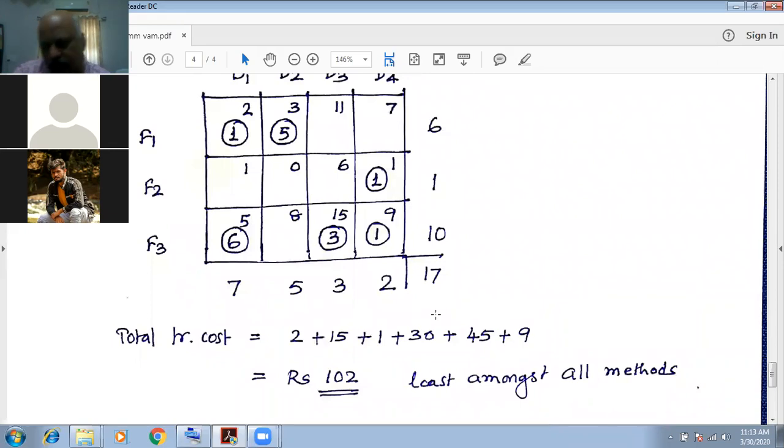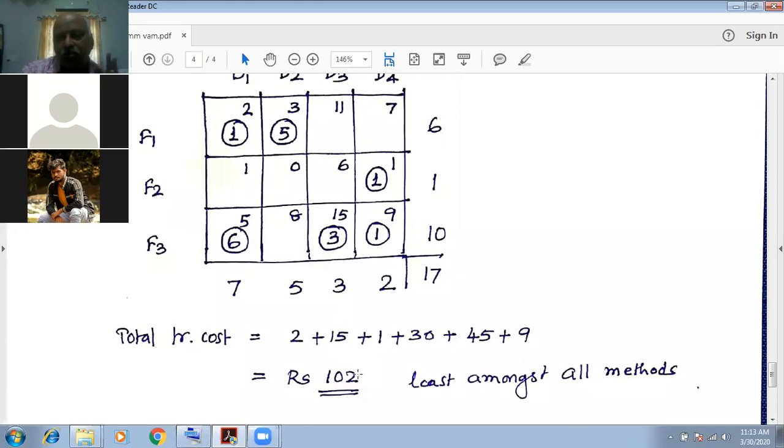So as I was telling you, Vogel approximation method always gives a value very near to the optimum. I don't say this is an optimal solution. It may be optimum, I don't know. Further reduction may not be possible. It is all in terms of thousands of rupees, or lakhs of rupees sometimes in a big industry. Therefore, we cannot ignore these scientific methods. This method has given you the least transportation cost amongst all the methods.